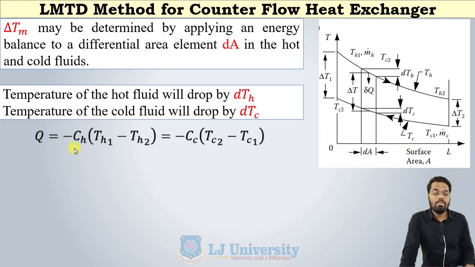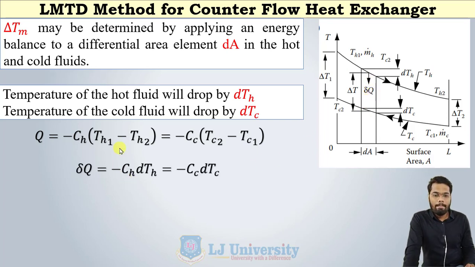So we can write Q is equal to minus CH (TH1 minus TH2). CH is the heat capacity, mHCpH. CC is mCCpC, the heat capacity of the cold fluid. So here there is a minus sign for both hot fluid and cold fluid, because from left to right, if we see, the temperature of both fluids is going to decrease.